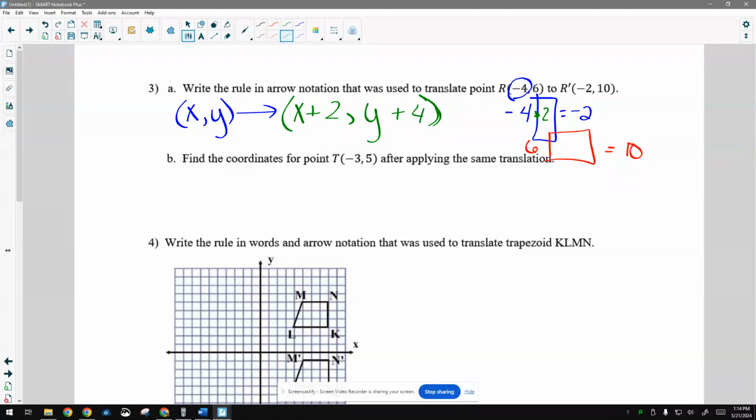Find the coordinates for point T after applying the same translation. So we're going to use this translation down here. We're going to do negative 3 plus 2, comma, 5 plus 4. And this gives us the point negative 1, 9. Is this making sense to everybody? Sarah?